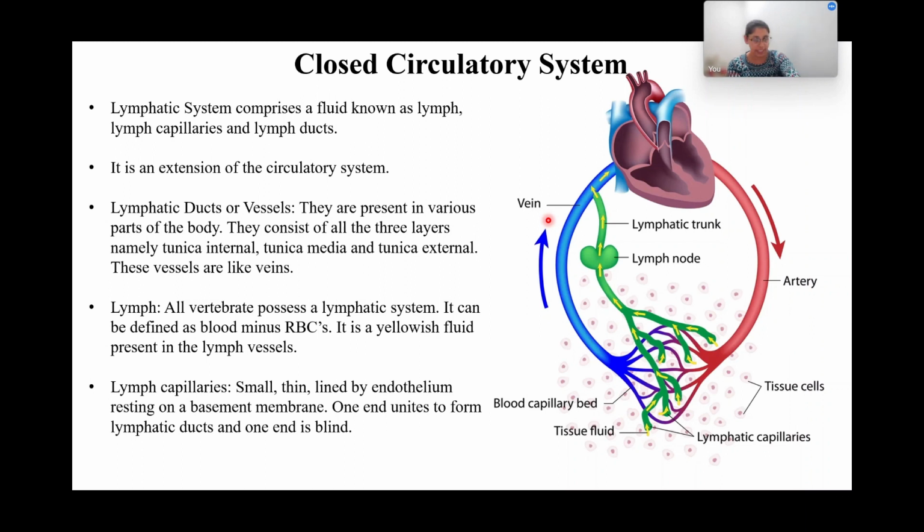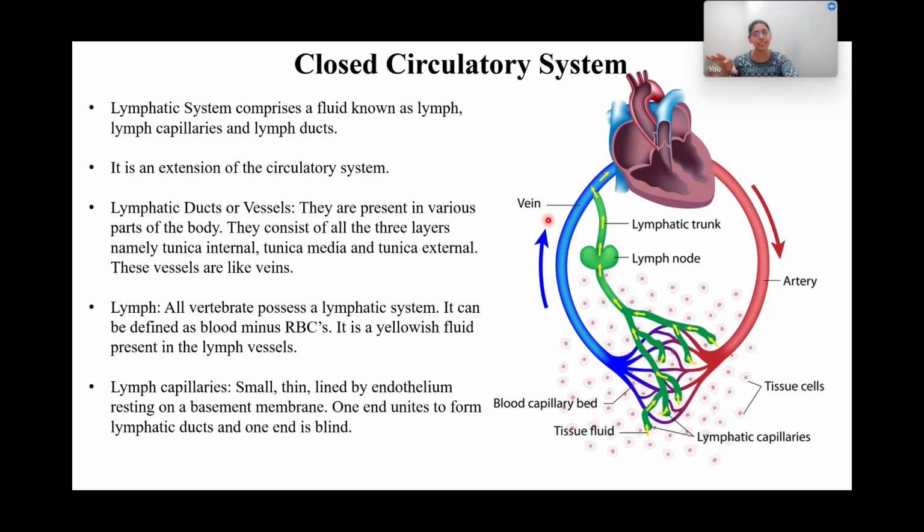The main fluid that flows through these lymphatic vessels is lymph. And what does this lymph consist of? If you consider your blood minus the RBC, so if you remove the red blood cells from the blood, then what you are left with is called the lymph. It is a yellowish kind of fluid, and in that again you have these lymph capillaries.